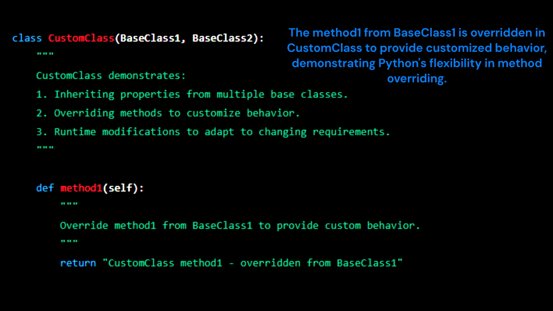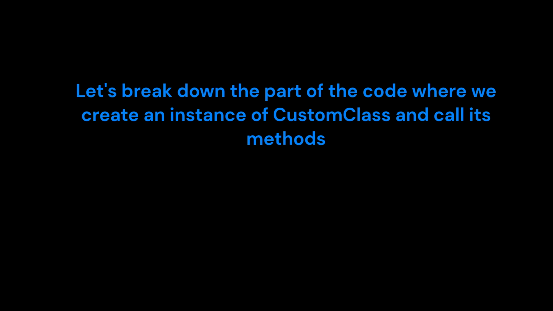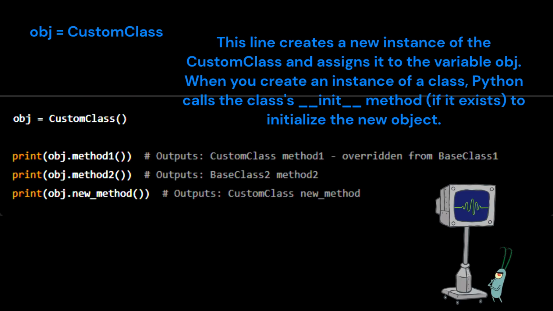method overriding. Let's break down the part of the code where we create an instance of CustomClass and call its methods. Creating an instance of CustomClass: obj = CustomClass(). This line creates a new instance of the CustomClass and assigns it to the variable obj. When you create an instance of a class, Python calls the class's __init__ method, if it exists, to initialize the new object.